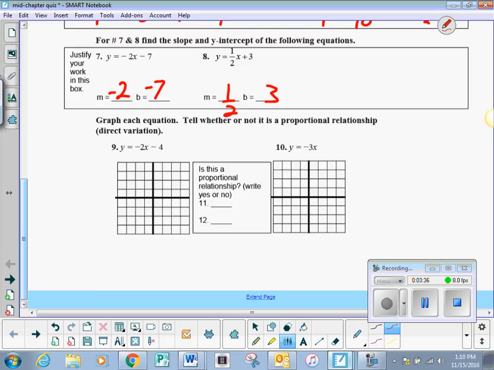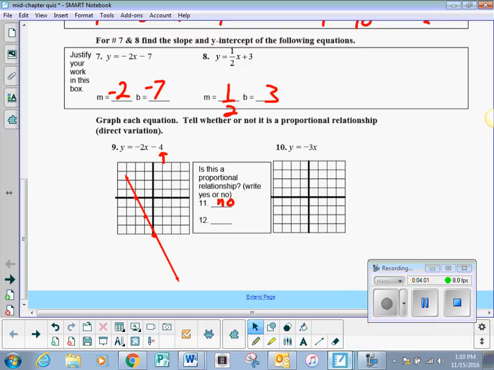Well, it's in slope-intercept form, right? What's the y-intercept? Negative 4. Where do I go from there? Rise negative 2, run 1, or rise positive 2, run negative 1. Okay? Most of you did all right on this, I would say. So you just graph it. Is that proportional? Does it go through 0, 0? No.